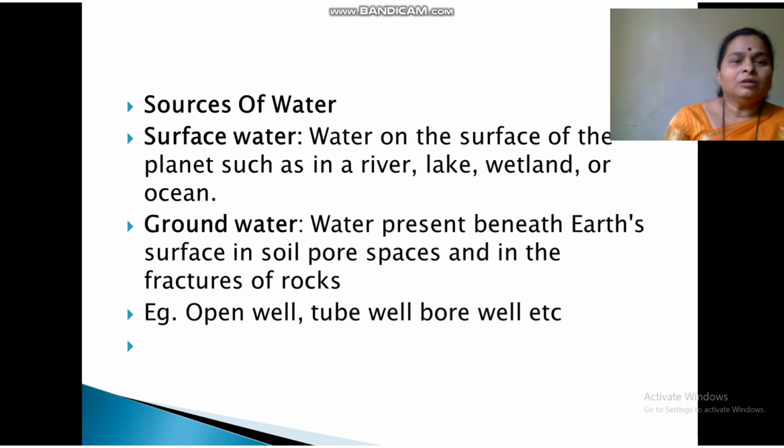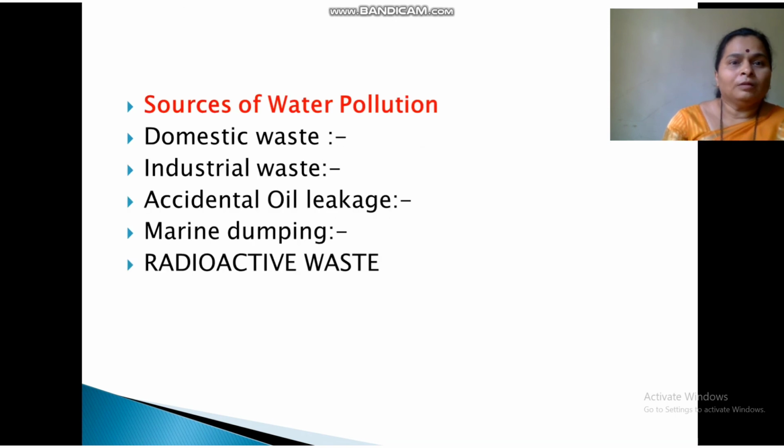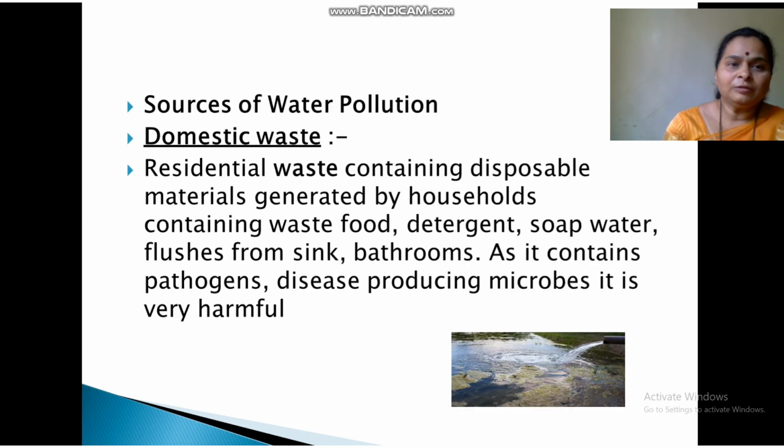Sources of water. There are two sources of water: surface water, water on the surface of the planet like river, lake, wetland or ocean. Then groundwater, water present beneath the earth's surface in soil pore spaces and in the fractures of rocks. It is known as groundwater, like open well, tube well, bore, etc. Then sources of water pollution. There are 5 sources of water pollution: domestic waste, industrial waste, accidental oil leakage, marine dumping and radioactive waste.